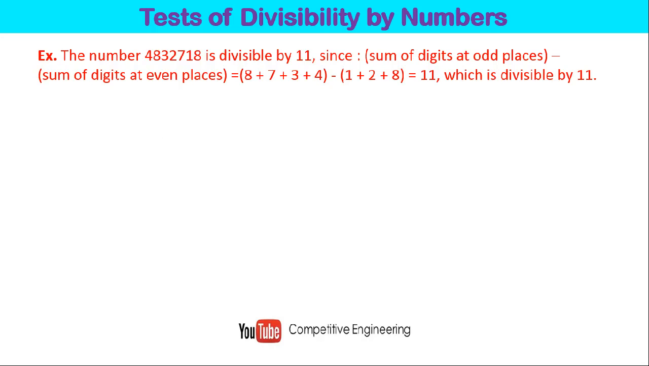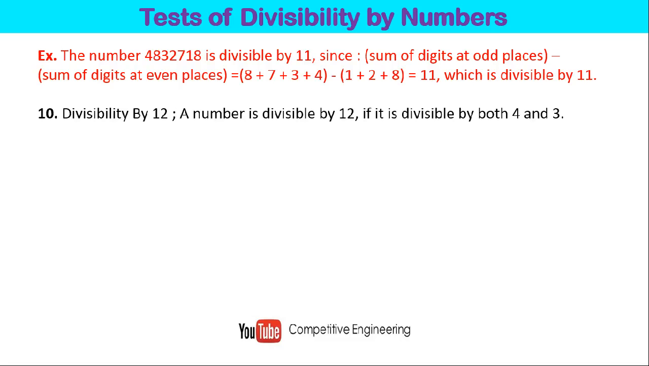How? We have to find the sum of its digits at odd places minus the sum of its digits at even places, so we have to count from the right side. The first odd place is 8, second odd place 7, third odd place is 3, and fourth odd place is 4. So the sum of digits at odd places is 8 plus 7 plus 3 plus 4. Similarly, in the even places it is 1, 2, 8. So we will find the difference, that is 11, which is divisible by 11. So that number is divisible by 11.